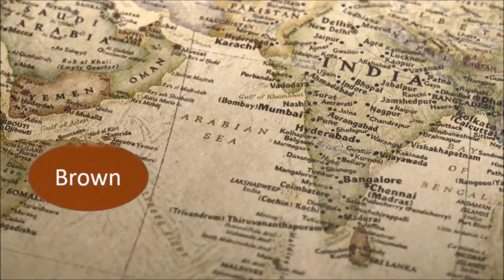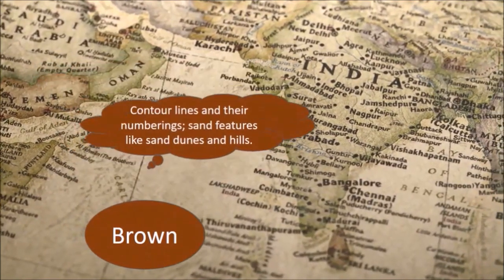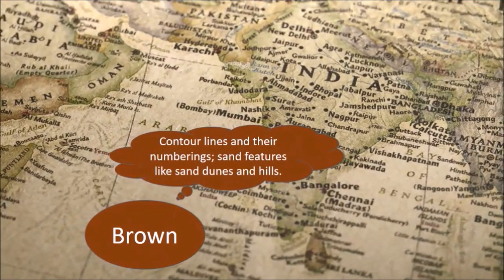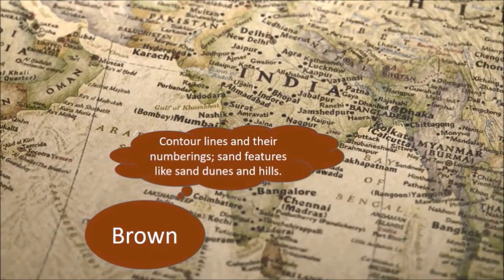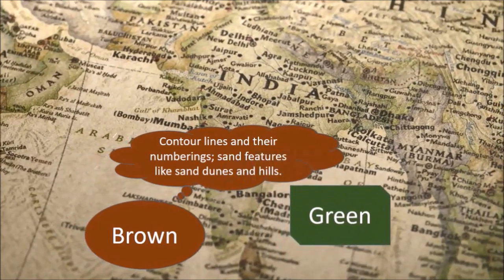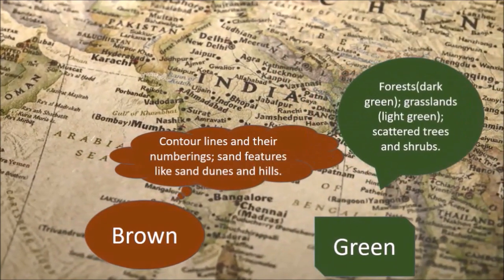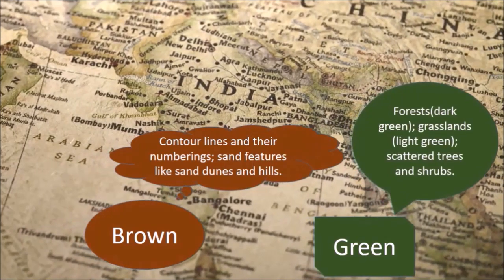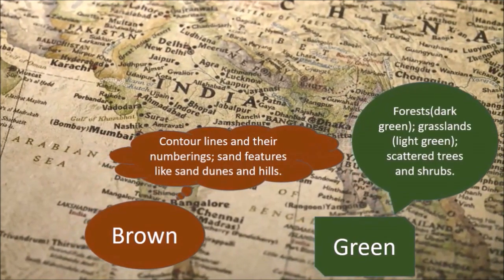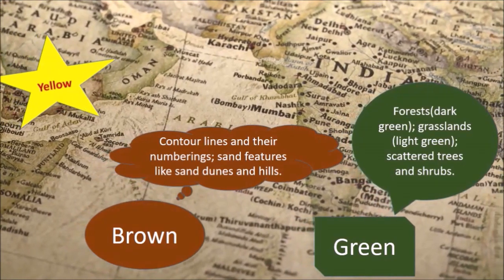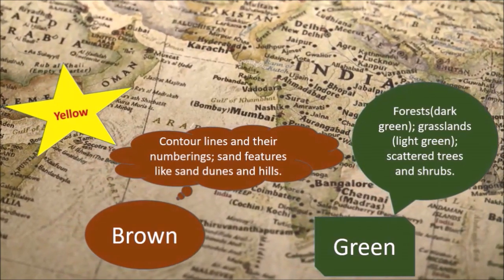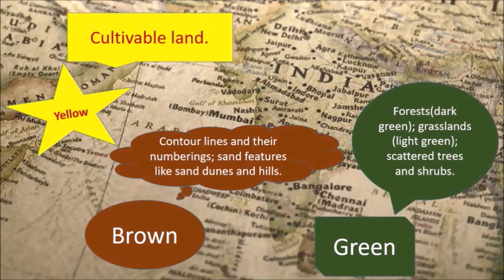The brown color is used to show contour lines and their numbering, and sand features like sand dunes and hills. The green color is used for showing forests, grasslands, orchards, scattered trees and shrubs. The yellow color highlights cultivable land.